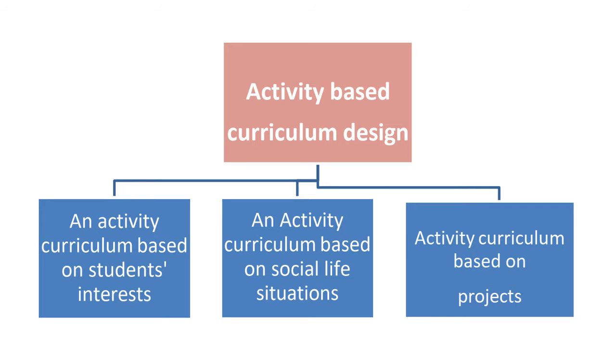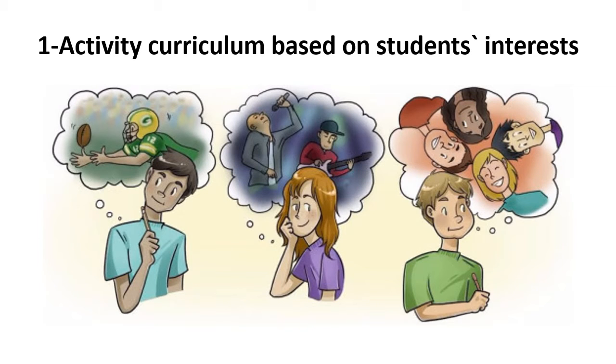As you see in the concept map, the activity curriculum design is divided into three types of designs. Number one, an activity curriculum based on student interests. Number two, an activity curriculum based on social life situations. Number three, an activity curriculum based on projects. Let's start with the first type, which is activity curriculum based on the student interests.